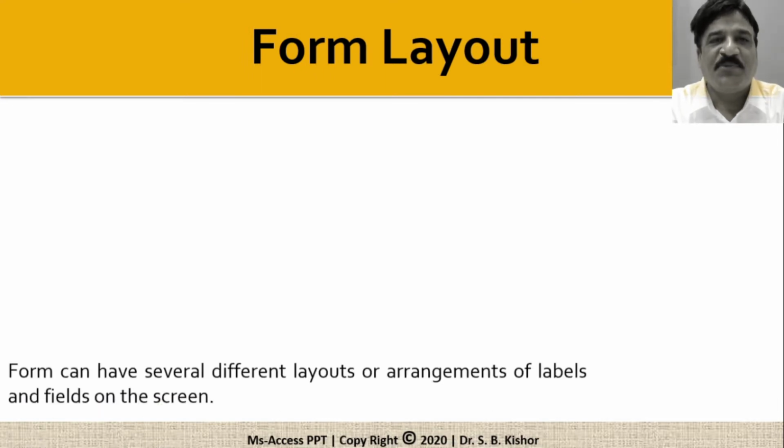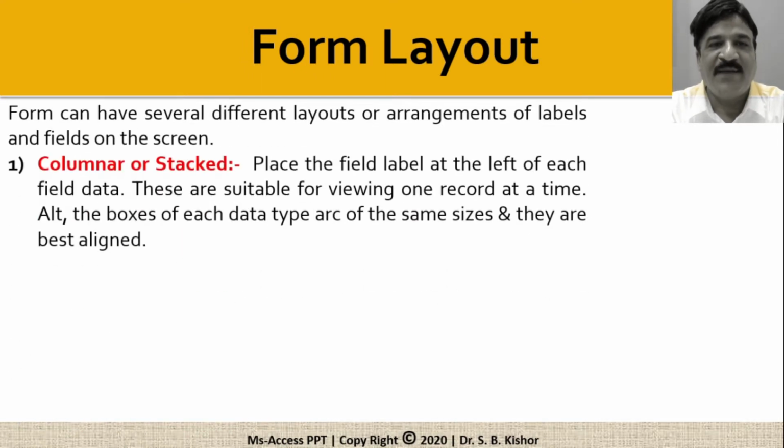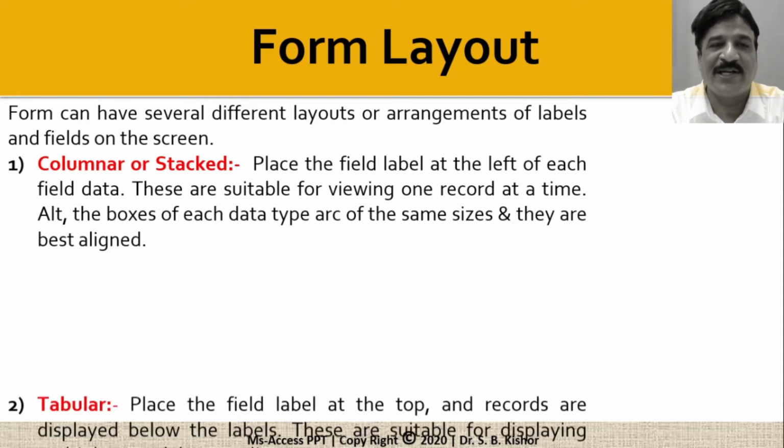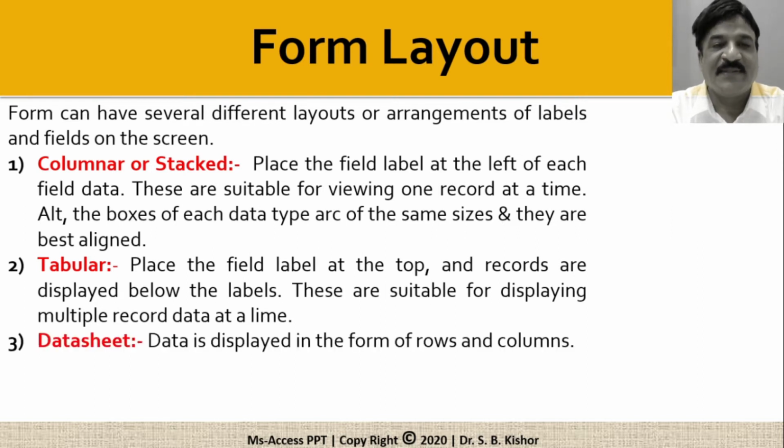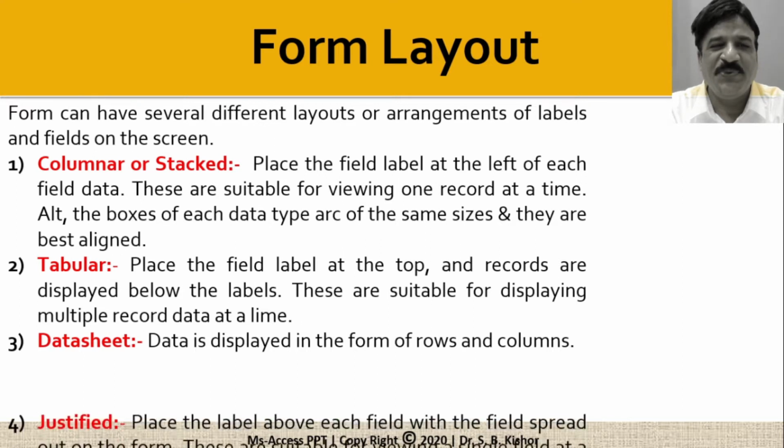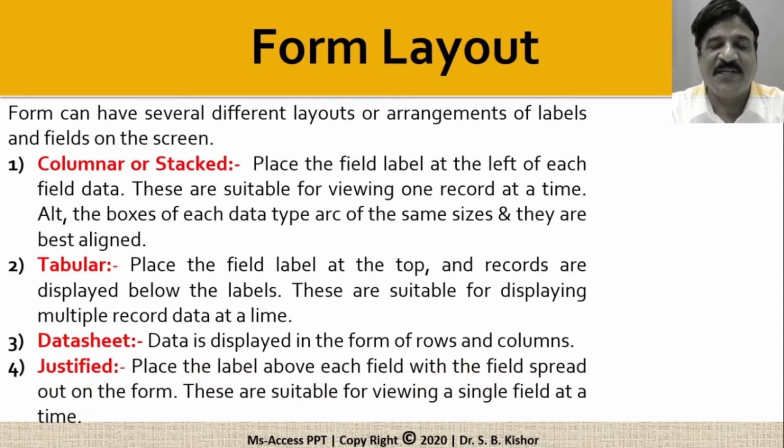Now, what are the different types of form layout? A form can have several different layouts or arrangements of the labels and fields on the screen. The basic one is the columnar or tabular one. You can also create the tabular layout, where all the headings appear at the top and their content is displayed one by one below the labels. Then we have the default, that is your datasheet view, and finally the justified one. We will see all of them one by one during our practical session.